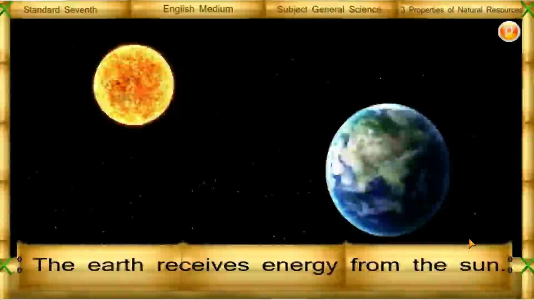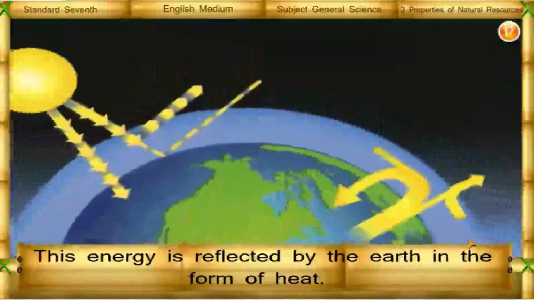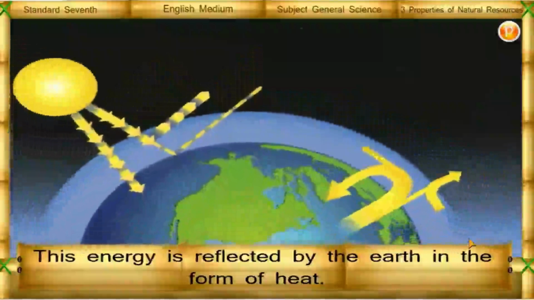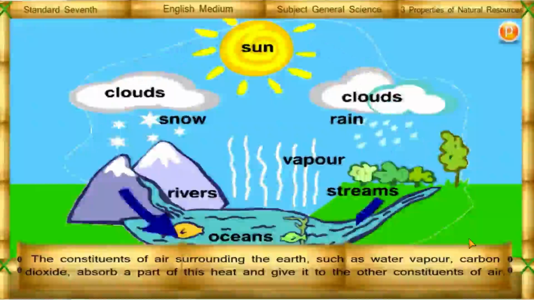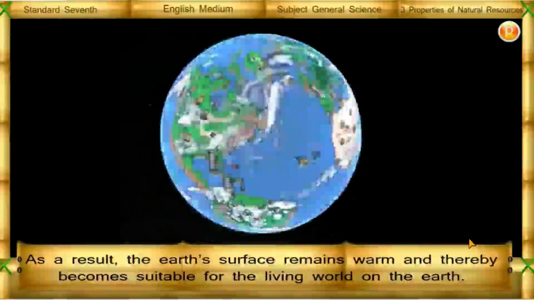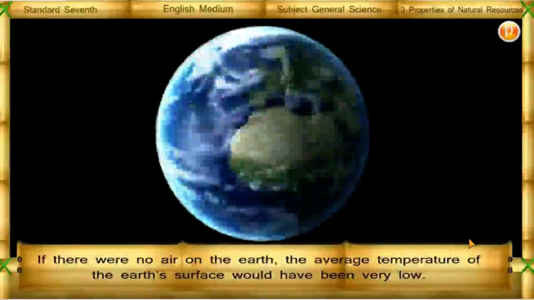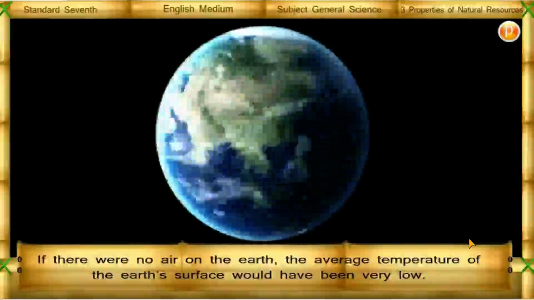Temperature regulation. The earth receives energy from the sun. This energy is reflected by earth in the form of heat. The constituents of air surrounding the earth, such as water vapor and carbon dioxide, absorb a part of this heat and give it to the other constituents of air. As a result, the earth's surface remains warm and thereby becomes suitable for the living world on the earth. If there were no air on the earth, the average temperature of the earth's surface would have been very low.